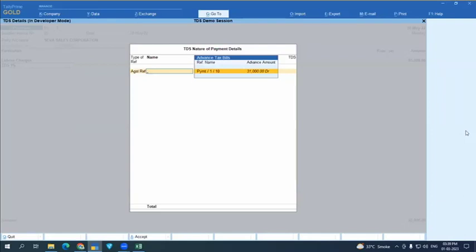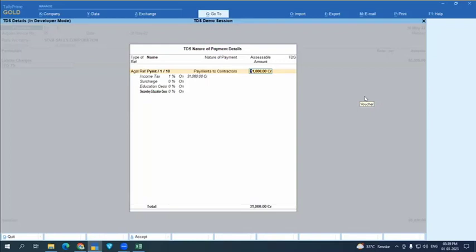Which one? That 31,000, Tally is going to show me the payment voucher. Enter. 31,000 is adjusted against that invoice. Please note, this is not the bill adjustment window. This is the TDS adjustment window. So 31,000 is not eligible for TDS because advance TDS was already deducted in that voucher. Enter. And the remaining is a new reference.